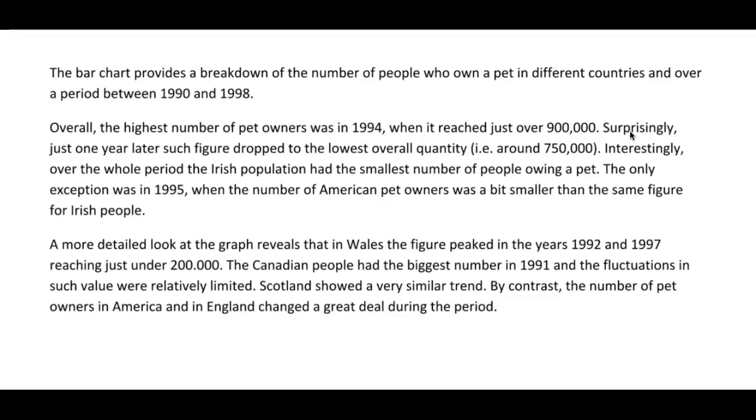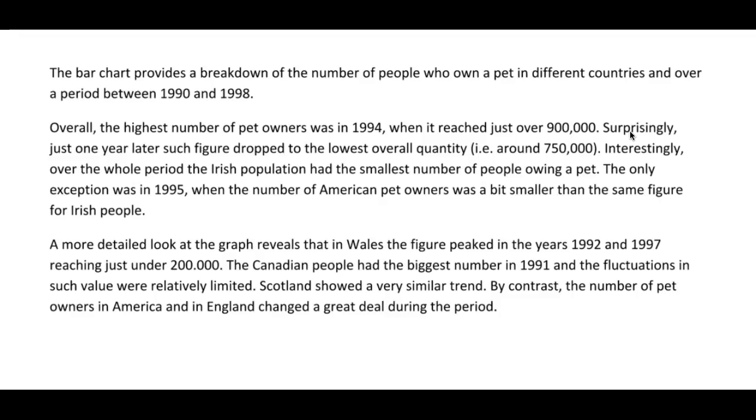The only exception was in 1995, when the number of American pet owners was a bit smaller than the same figure for Irish people. Very good, very good. It would have been good if we would have said the actual figure. So it was a bit smaller, comma, it was a bit smaller than the same figure for Irish people, comma, at 60,000 or whatever it is.